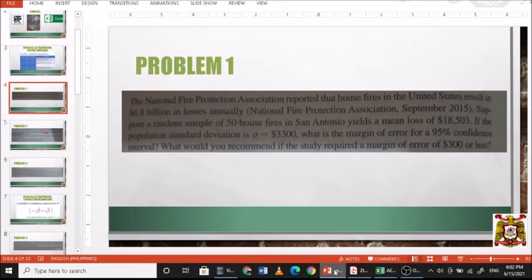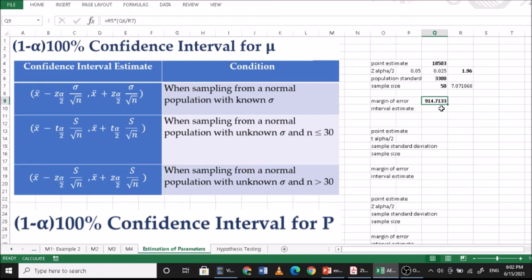914.71. So I'll answer the question. What is the margin of error for 95% confidence interval? So the answer is 914.71. And then to get the interval estimate, you simply have point estimate minus your margin of error and point estimate plus your margin of error.